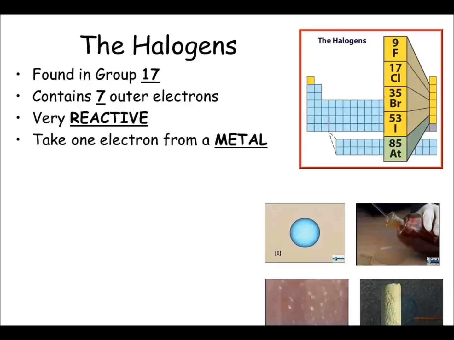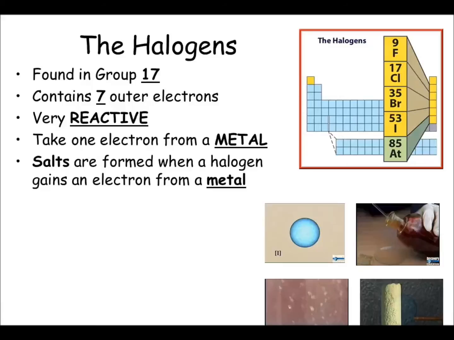The halogens want to take 1 electron from a metal. That's how they're going to react with metals. Salts are formed when a halogen gains 1 electron from a metal. We think of table salt as being NaCl, and so that's what is happening. Chlorine is taking 1 electron from sodium.